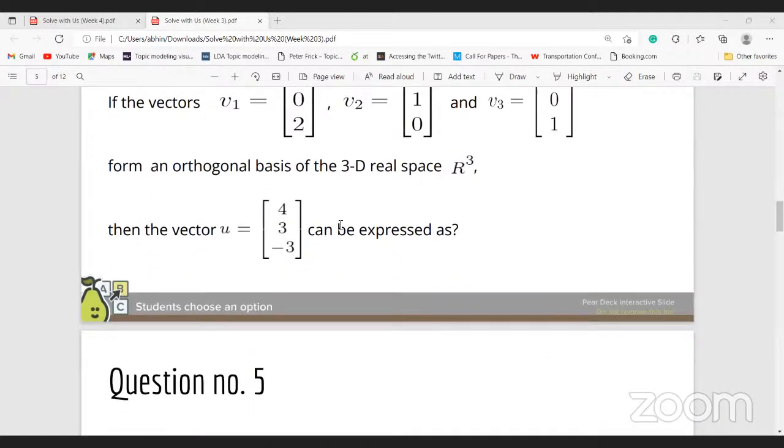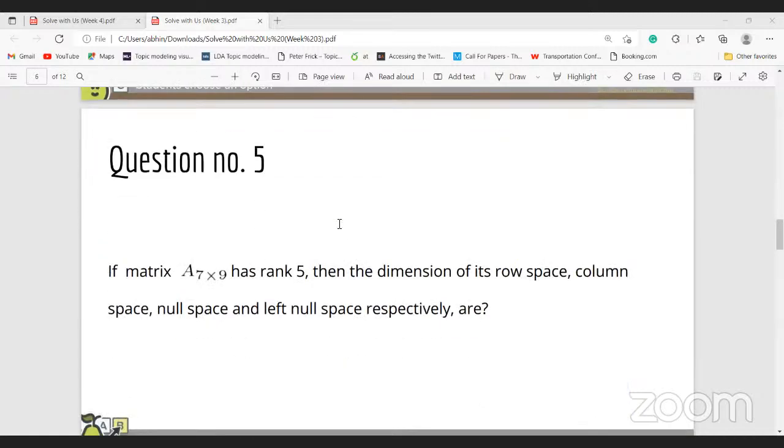And then let's move ahead to the next one, question number 5. So there is a matrix which is 7 cross 9 and has rank 5. Then I have to find the dimension of row space, column space, null space, and left null space. I think it should not take a lot of time, take 3 minutes. At 2:25 we'll discuss.